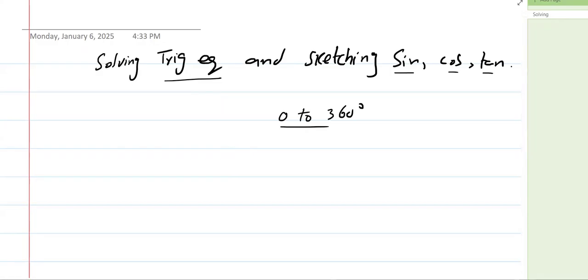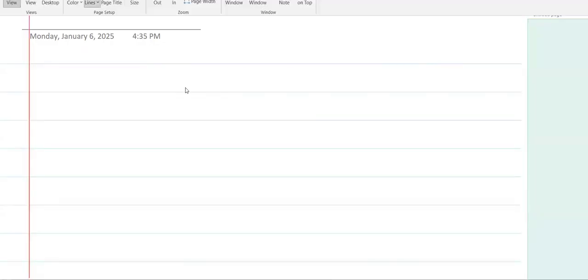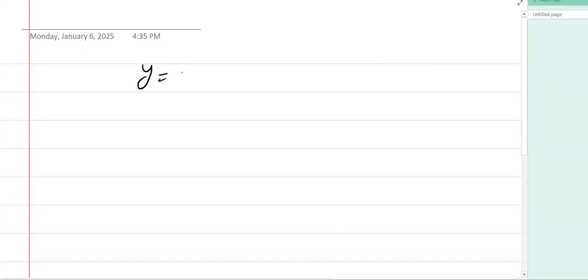So first, let's begin with the sine. Remember that if you have y is equal to sine of x, this x is the angle of sine. If it is written like this, x is greater than or equal to 0, less than or equal to 360, it means you have to sketch the sine from 0 to 360.